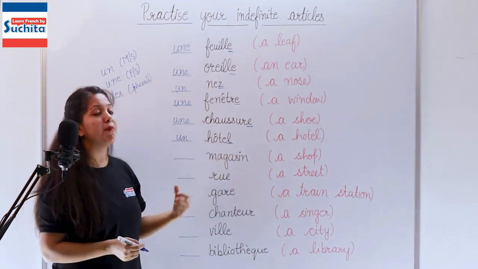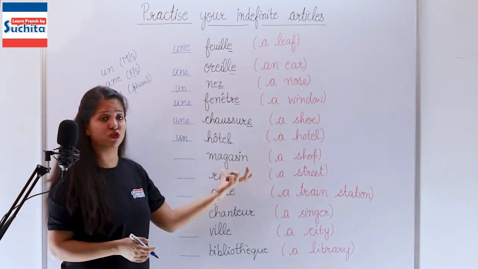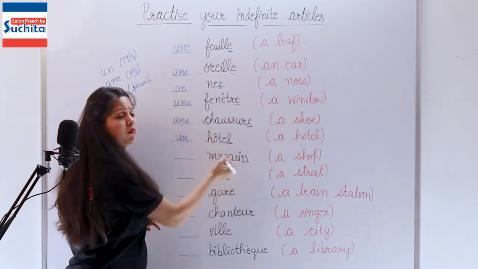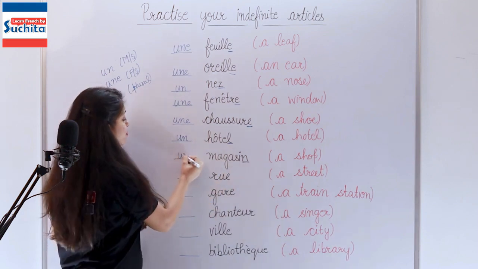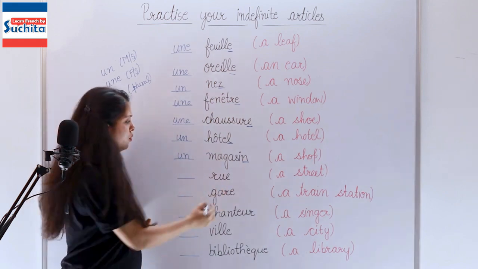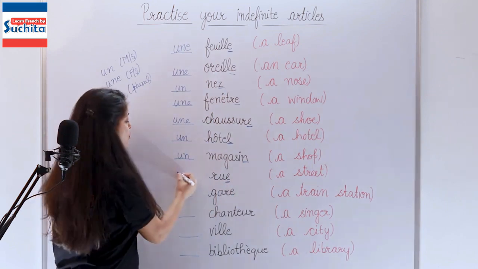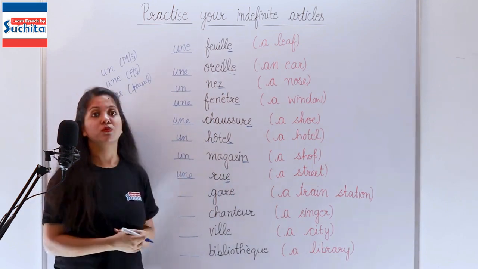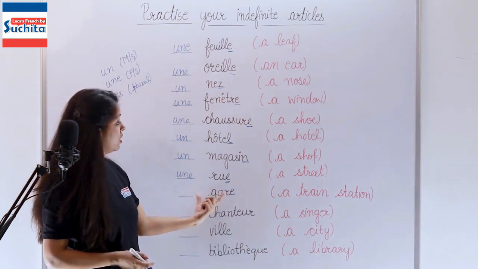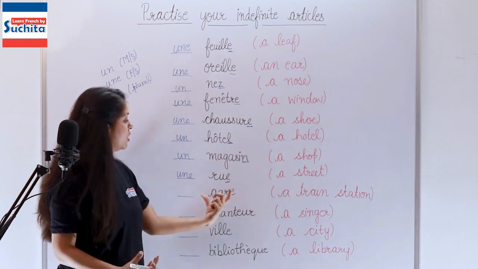On continue avec magasin. Magasin, which is a shop. Un magasin, une magasin. Un magasin. Bah, très bien. Ok, rue. Un rue, une rue. Une rue. Ok. On continue avec gare. Une rue, which means a road or a street.